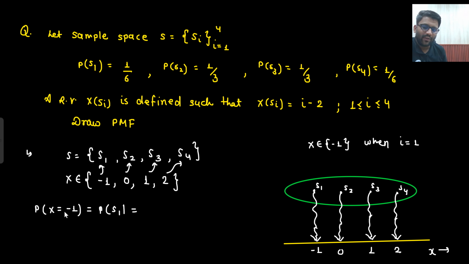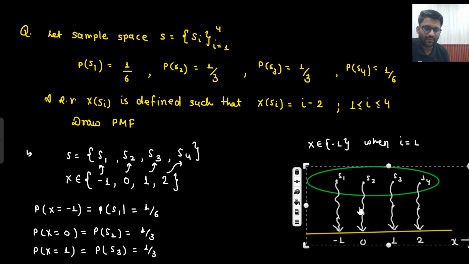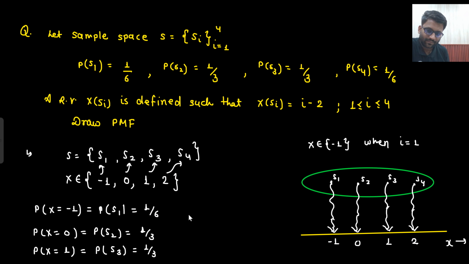So probability of x equals to minus 1 will be equal to 1 by 6. Probability of x equals to 0 would be equal to 1 by 3. Probability of x equals to 1 will be equal to 1 by 3, and probability of x equals to 2 will be equal to probability of S4, that would be equal to 1 by 6.